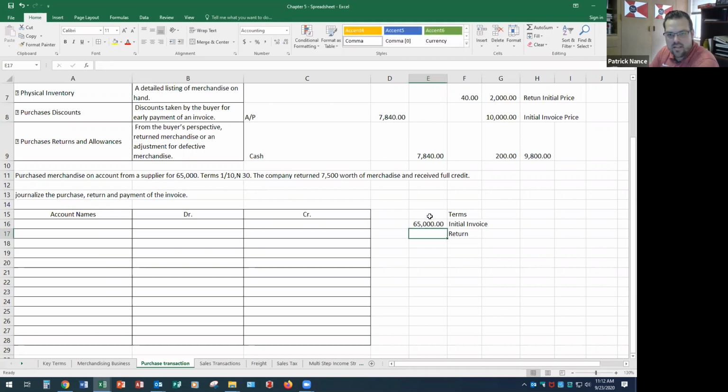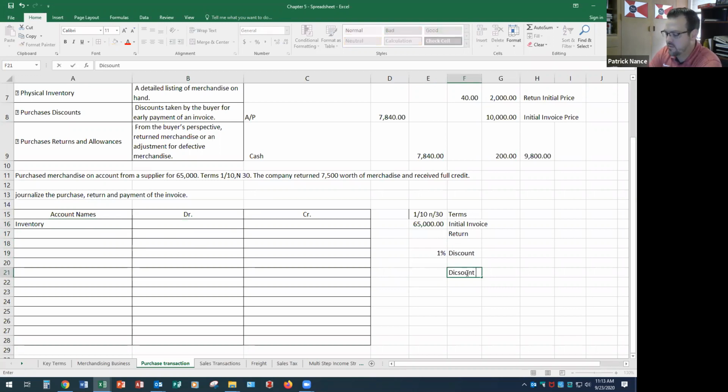My terms are 1/10, n/30. So my discount, if I choose to take it, and we always assume that they are in this particular book, is 1%. When I'm booking in the first place, I need to do inventory, but I need to take out the discounted part. So the discount in dollars is the 65,000 times 1%, which gets me 650.